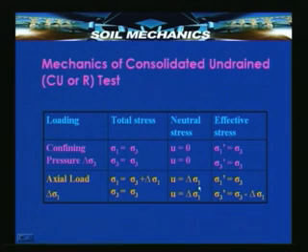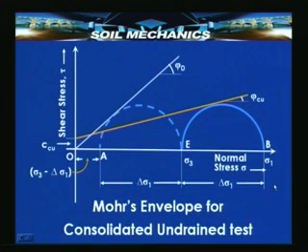Sigma 3 plus delta sigma 1 minus delta sigma 1, that is sigma 3, whereas sigma 3 dash will be sigma 3 minus delta sigma 1. Thus the effective stresses are not equal to the applied stresses, but slightly less. And where do we use this kind of test? Before that, let us see what a Mohr circle looks like for this.